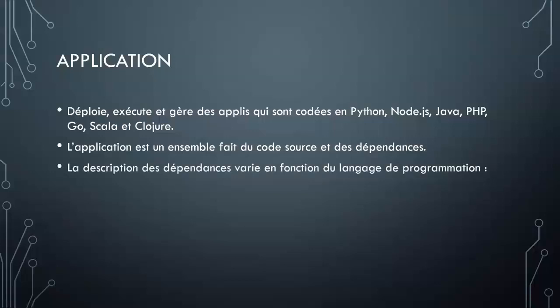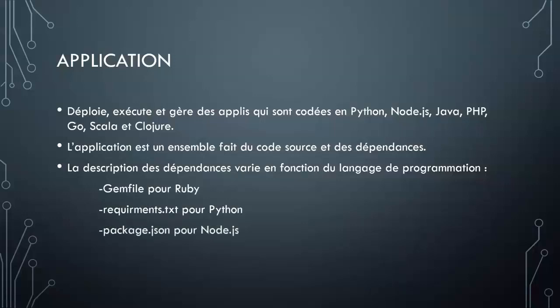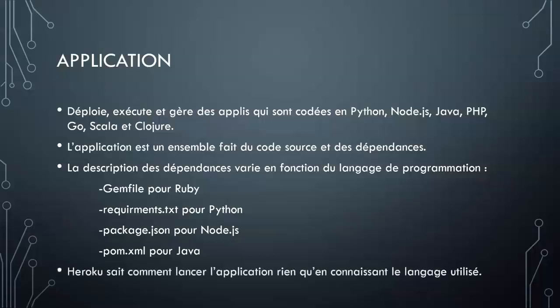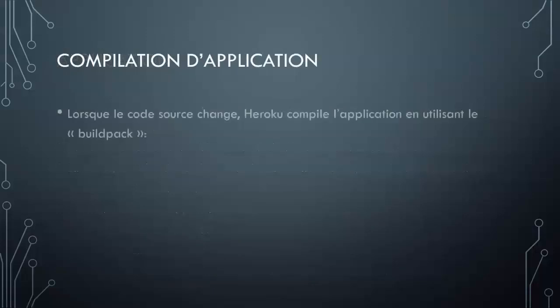The description of the dependencies varies depending on the programming language. For example, for Ruby, there is Gemfile. For Python, it's requirements.txt. For Node, it's package.json. And for Java, it's pom.xml. These files are the ones that will give Heroku a list of dependencies that it needs to search and install. Just with the source code and the dependency description, Heroku is smart enough to know how to run the code. It will first install dependencies and then run the application using them.